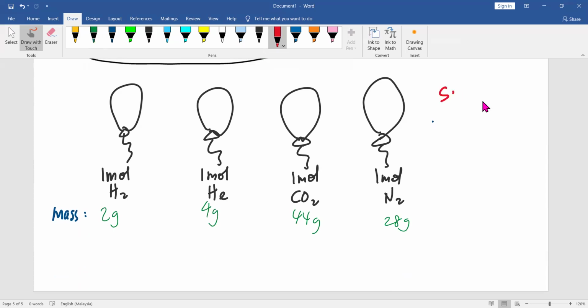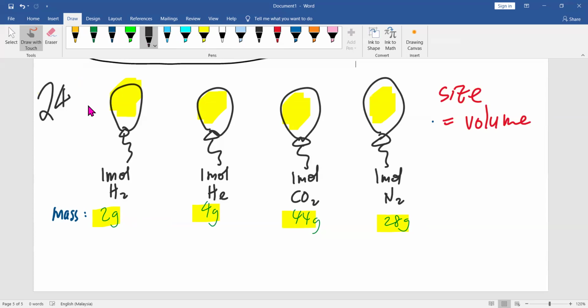Size of balloons depends on the volume. Now, here's the cool part. Every single balloon is a different mass. 2 gram, 4 gram, 44 gram, 28 gram. But every single balloon is the same size. It is exactly 24 decimeter cube. 1 decimeter cube is 1 liter. 2 liters is about the size of Ariel's water bottle. So the balloon is 12 water bottles big. Can you imagine? About 12 water bottles like this. This is the size of the balloon.